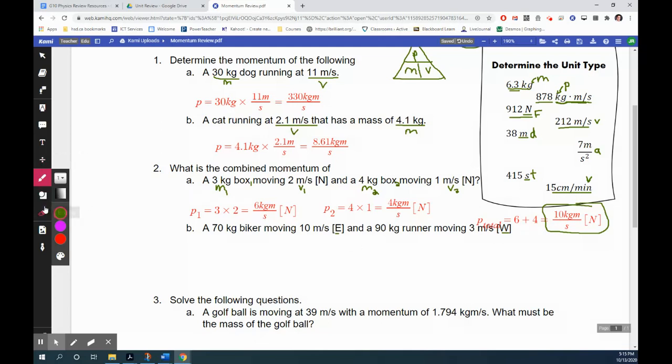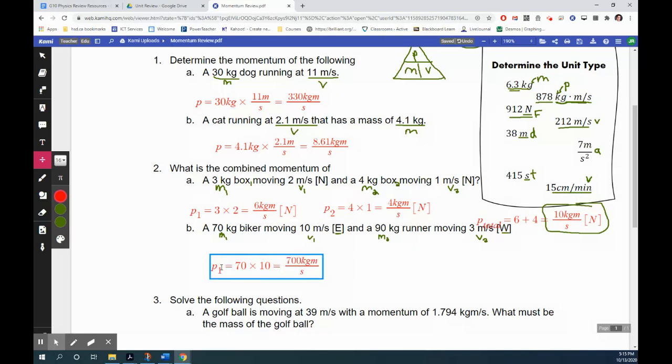All right, I will do this. A 70 kilogram biker. This is the mass 1, because I can anticipate we've got two different moving objects, and we've got our velocity 1, which is east. Now we've got a 90 kilogram runner, which is mass 2, the second object, and the velocity of the second object. Okay, and so we just got to keep those separate. So P1 is the mass, which is 70, times the velocity, which is 10, and that gives us 700 kilogram meters per second in the direction of east.